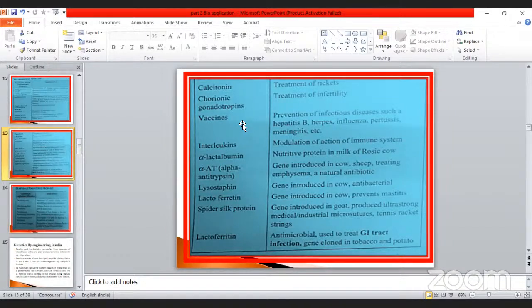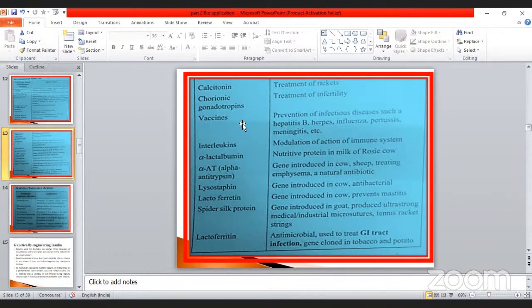Next, the spider silk protein molecule. Gene introduced in goat produces ultra strong medical and industrial microstructures, tennis racket strings. Okay, it's one of the diseases caused by some bacteria. Due to this, we have to use a spider silk protein. Again, lactoferritin, an antimicrobial used to treat GI tract infection. GI means gastrointestinal tract infection. Gene cloned in tobacco and potato.